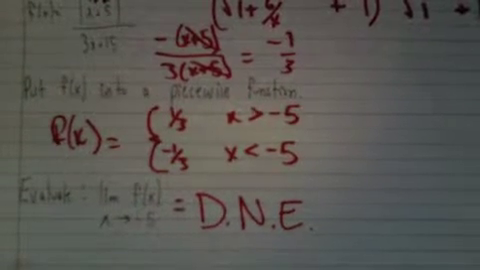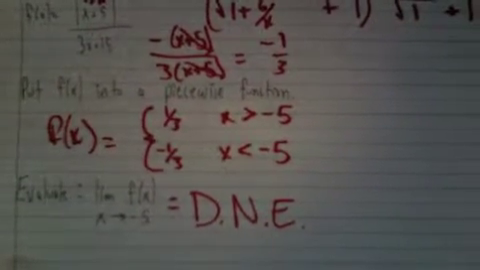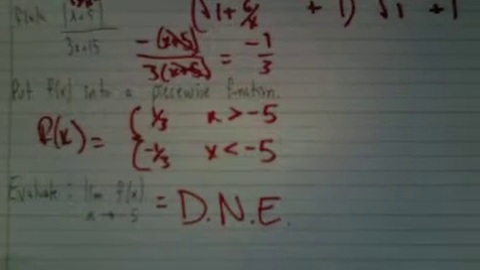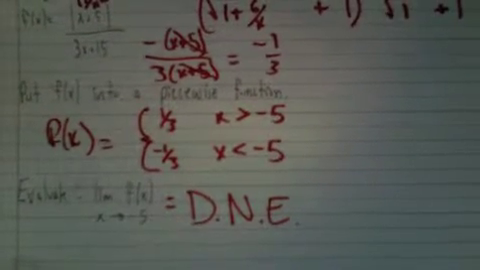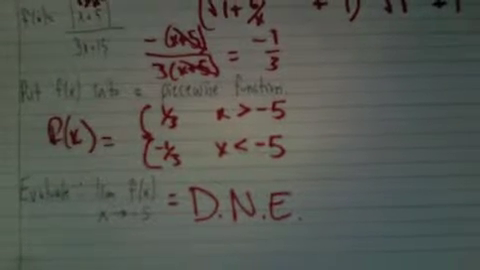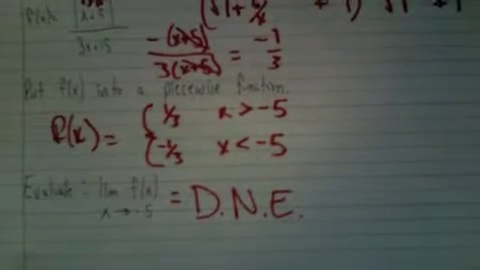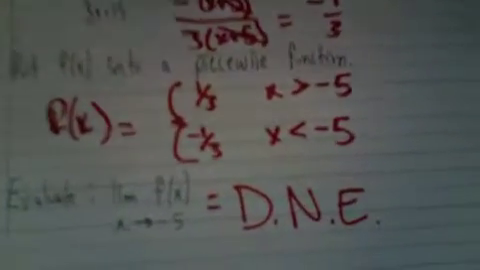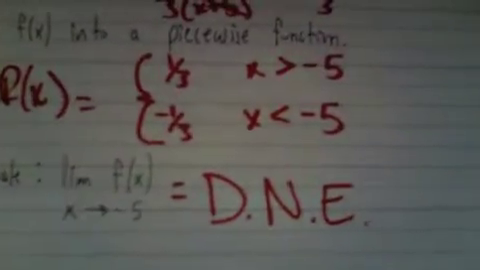And then it asks us to find the limit of f of x as x is approaching negative 5. What we just showed in the piecewise is that we have two different things near negative 5. We can either have 1/3 or negative 1/3. From the different sides, it's approaching different things. So that's just going to be does not exist, because if it's approaching two different things, there's no set limit, and that's your answer.